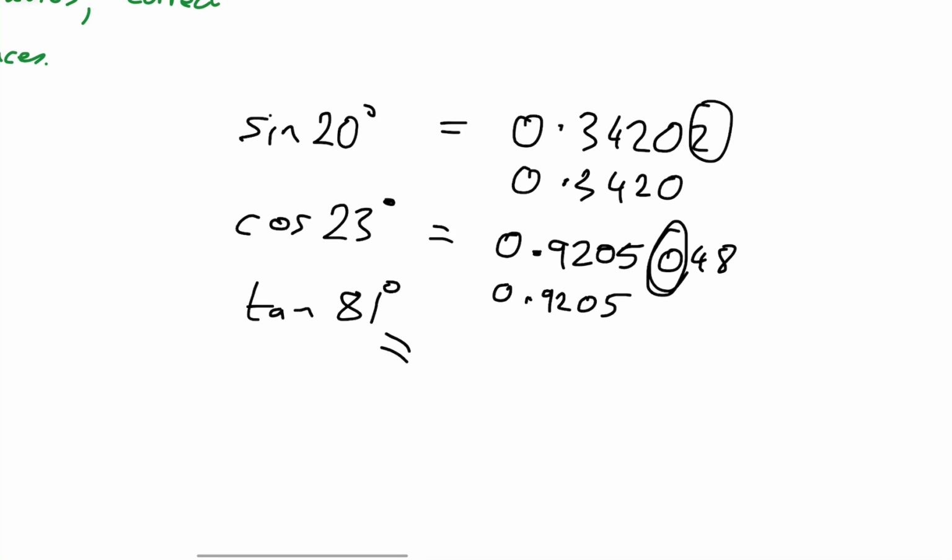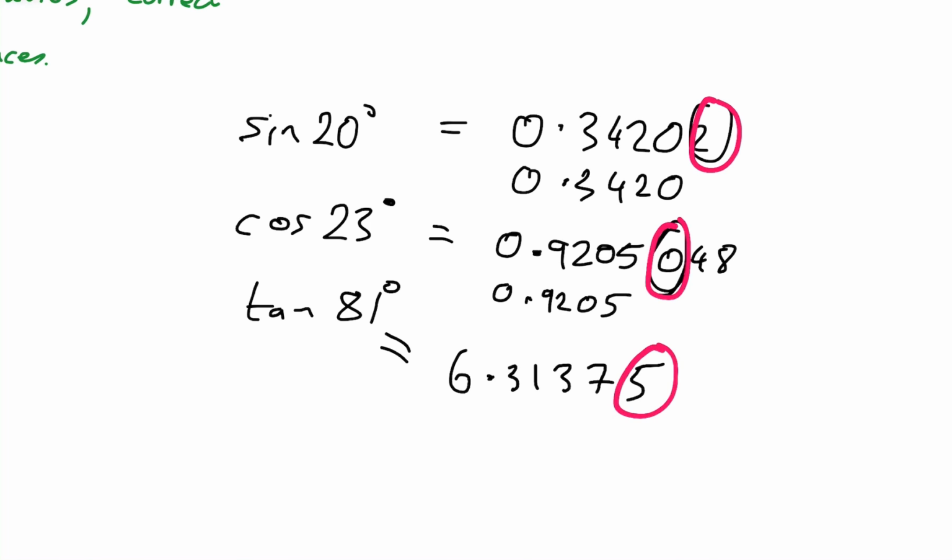Finally, tan 81. Tan of 81 is 6.31375. Again, I'm looking at the digit, let me just highlight the ones I was looking at. Looking at the digit to the right of my 4th decimal. In this case, because it's 5 or more, I'm rounding up.